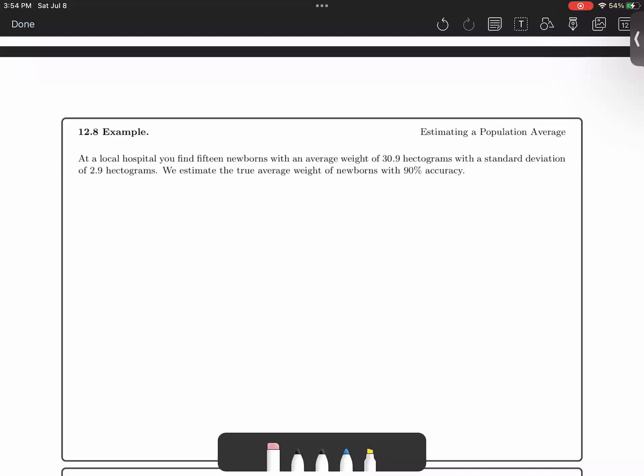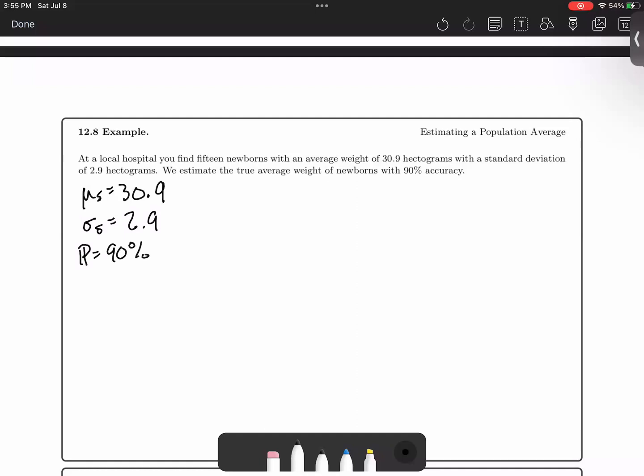But let's proceed. At a local hospital, we find 15 newborns with an average weight of 30.9 hectograms. In fact, let's go ahead and give that a name. The average of our sample is 30.9 hectograms. The standard deviation of our sample is 2.9 hectograms. And how certain do we want to be? We want to estimate the true average of newborns with 90% accuracy.